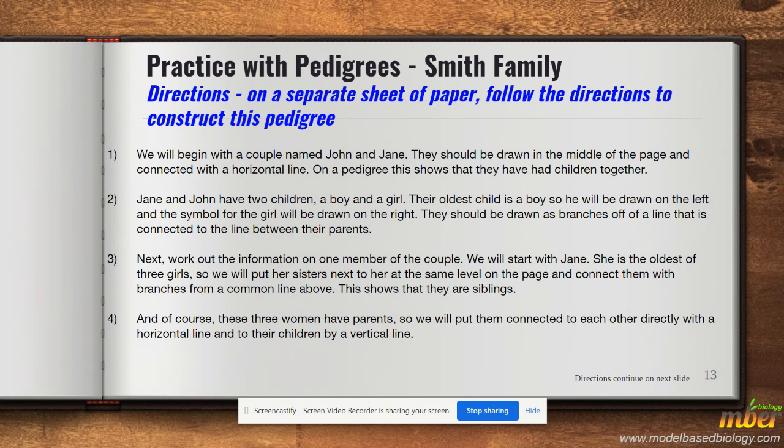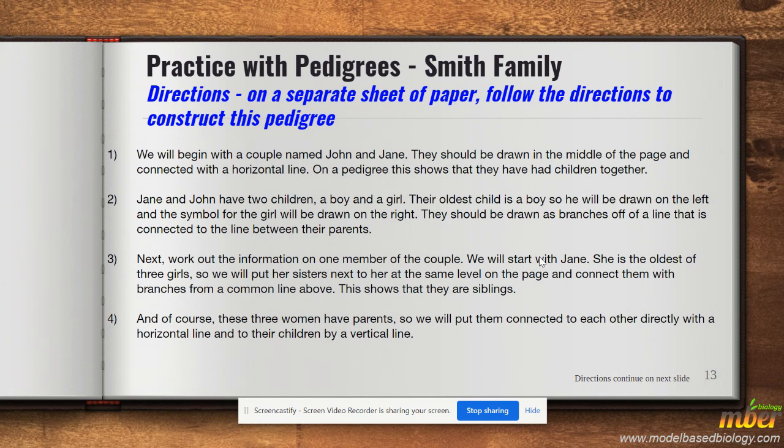John and Jane have 2 children, a boy and a girl. Their oldest is a boy, so he will be drawn on the left, and the symbol for girl will be drawn on the right. They should be drawn as branches off a line that is connected to the line between their parents. Next, work out the information.